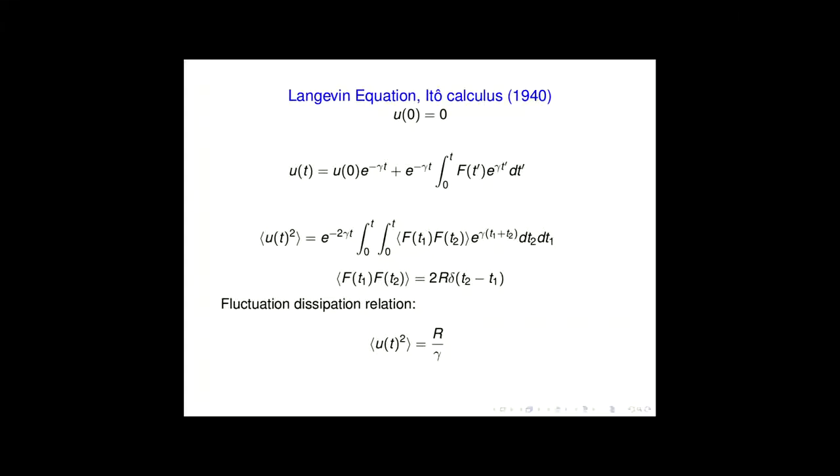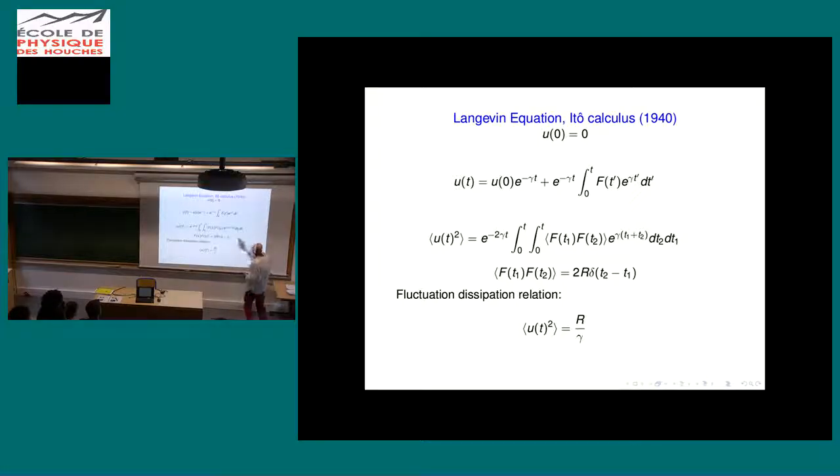And what you have here now is you get an equation again for u squared, which is given by equipartition of energy. And what you see is it connects the forcing and the dissipation. So it connects the microscopic world and the macroscopic world. And this is known as the fluctuation dissipation relation.